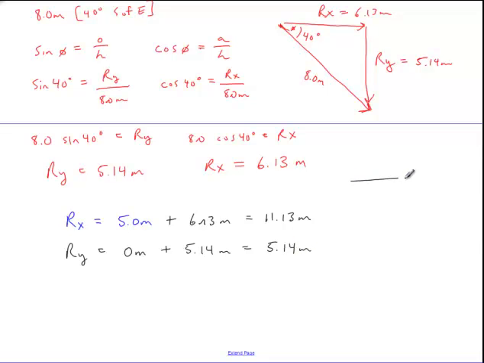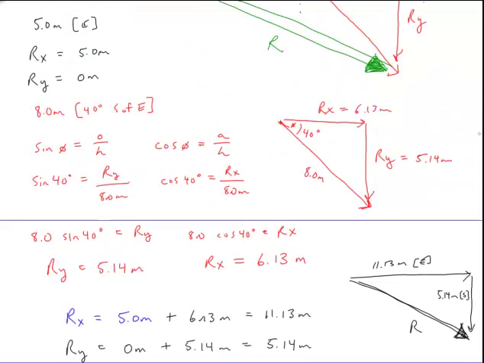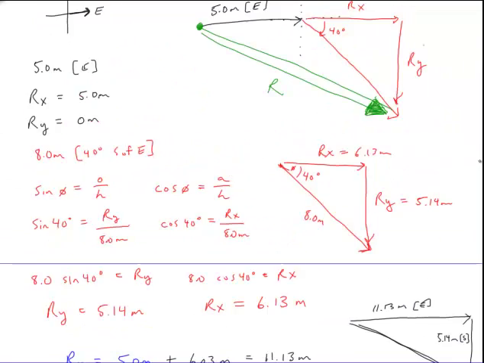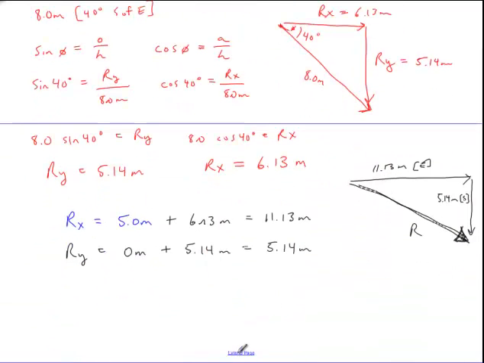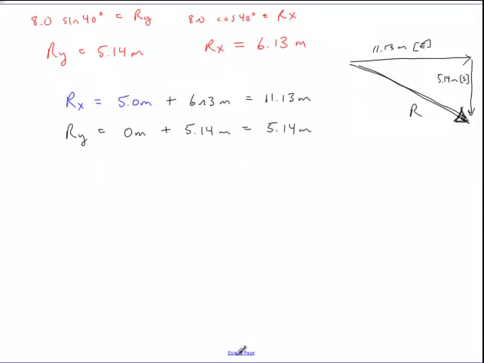So you can draw this now as one big triangle. This is 11.13 meters in the east direction, followed by 5.14 meters south. And you get that same big fat resultant vector as up here. So this triangle is this triangle. And now you can use your basic trig with tan to figure out what the displacement is.